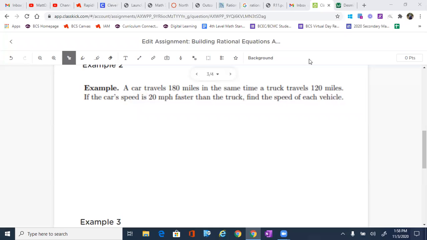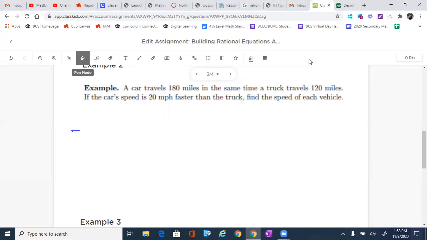All right, let's go ahead and look at another distance equals rate times time rational equation problem. It says a car travels 180 miles in the same time a truck travels 120 miles. If the car's speed is 20 miles per hour faster than the truck, find the speed of each of the vehicles. So first thing we're going to do is I like to sketch pictures with these so I understand just a little bit of what's going on.